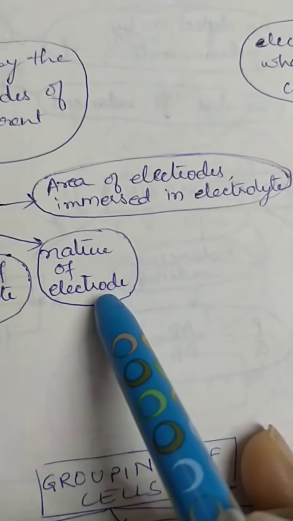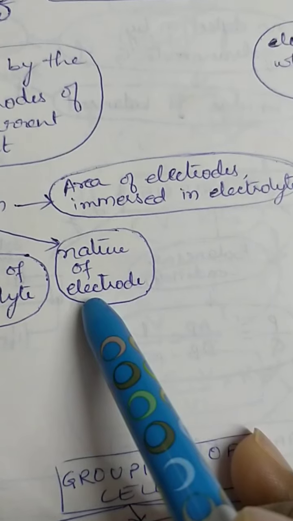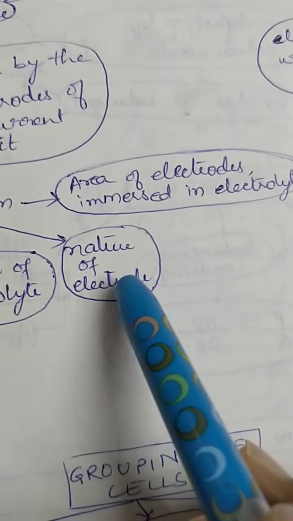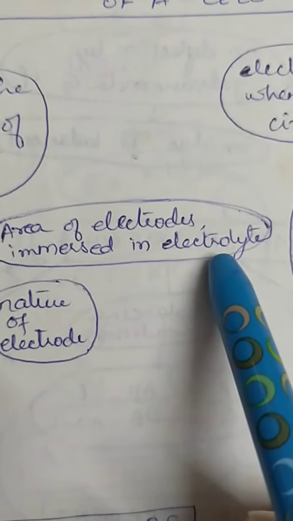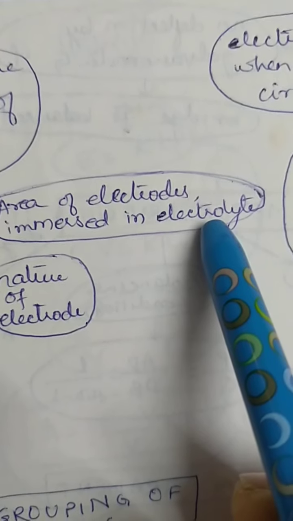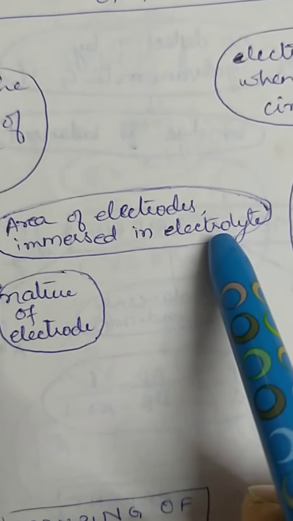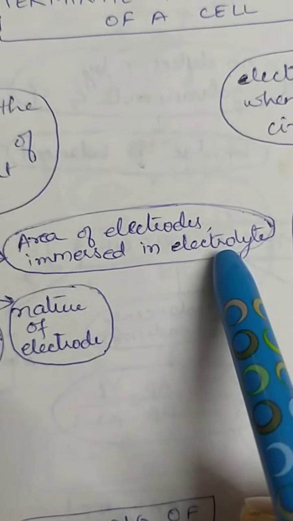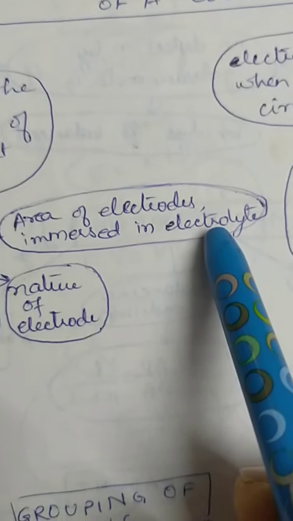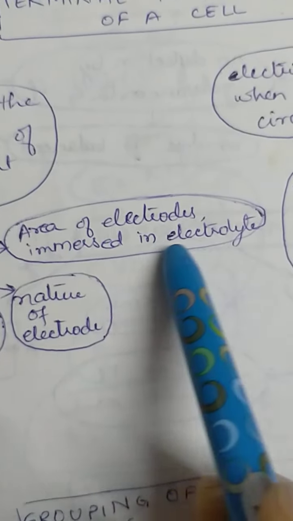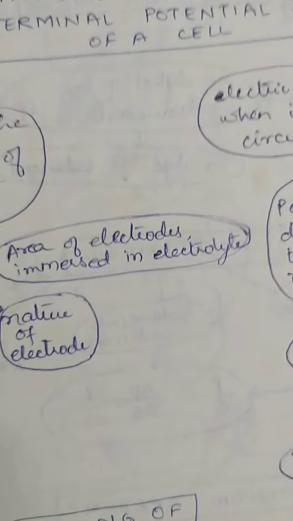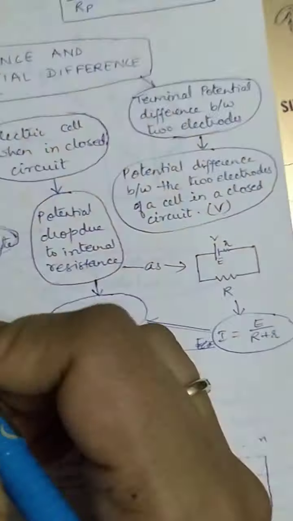Third, the nature of the electrode, whether you are using carbon rods or brass rods; the electrode's nature determines the internal resistance. And fourth, the area of the electrodes immersed in the electrolyte. The more the area inside, the less the internal resistance, because a greater number of ions can reach the electrode. So it depends inversely on the area of the electrodes immersed in the electrolyte. These are the factors on which internal resistance depends.